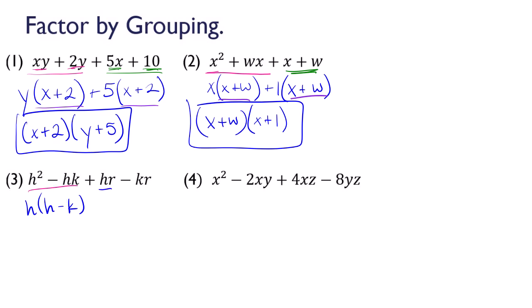All right, and then here, our second two terms, the GCF here is going to be r, right? So I'm going to bring out a plus r, and then the leftovers are going to be h minus k, right? Just like we thought. So then the h minus k comes out because that's common, and the leftovers will be h plus r.